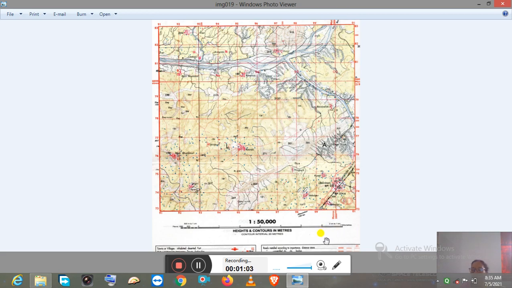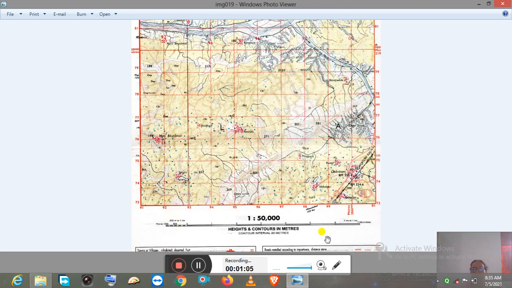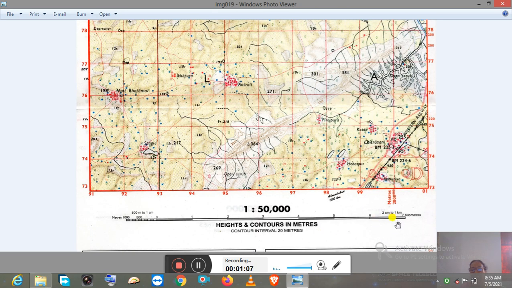You have learned about the statement scale, which is given just below the map, and the graphic scale on the right hand side: 2 centimeters is to 1 kilometer. Then the second scale is RF, which is 1 is to 50,000. And the third scale is the linear scale, which is drawn here. It is shown in kilometers.